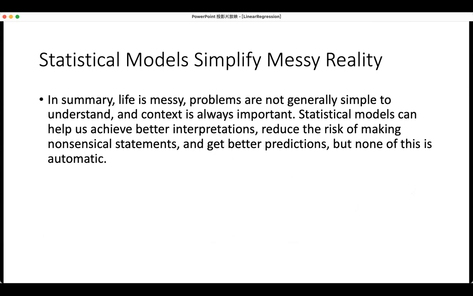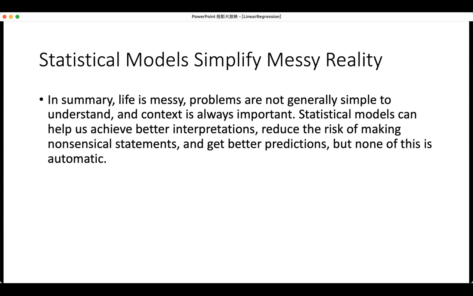So, in summary, life is messy. Problems are not generally simple to understand, and the context is always important. Statistical models help us to achieve better interpretations, reducing the risk of making nonsensical statements, and get better predictions. But none of this is automatic.